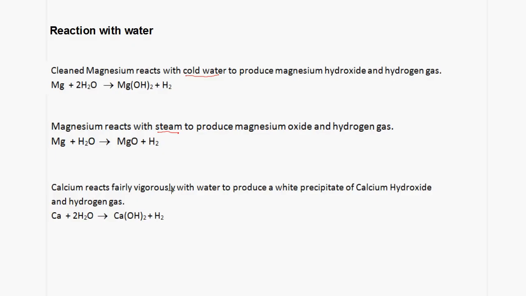Calcium reacts fairly vigorously with water to produce a white precipitate of calcium hydroxide and hydrogen gas. So Ca plus 2H2O produces Ca(OH)2 plus H2. You need to be able to write these equations.